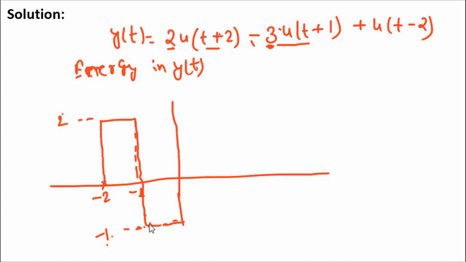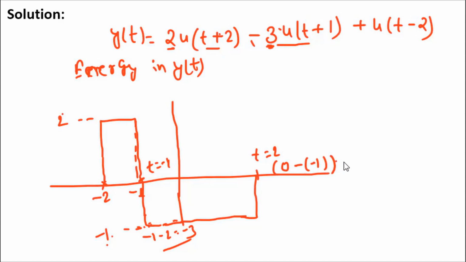So the final value minus the initial value is minus 1 minus 2, which is equal to minus 3. So the change in the value is minus 3, which is at t equal to minus 1. Now this stays at minus 1 till t equal to 2. At t equal to 2, the change in the amplitude is 1. Here you can check that the final value is 0 and the initial value is minus 1, so 0 minus minus 1 is equal to plus 1. So this is the graph for y of t.